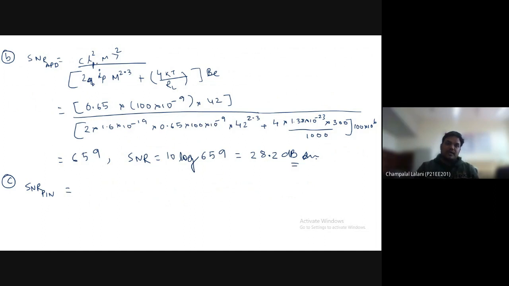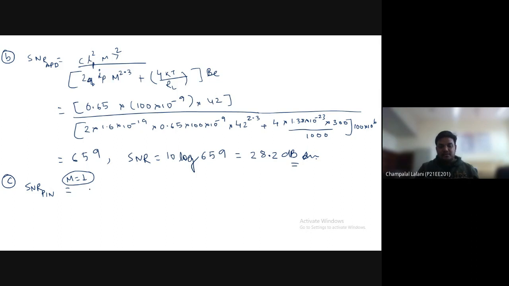The simple way to find the SNR for the PIN is you put the value of M as 1, because the multiplication factor is not there in a photodiode. So in place of M, if you put M equal to 1, then the SNR that will come is for the PIN photodiode. In the same formula, rest all the values will be the same. Only the value that will change will be M. In place of 42, M will be 1.